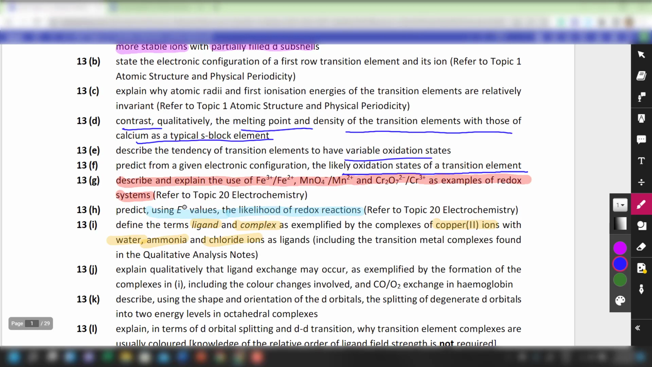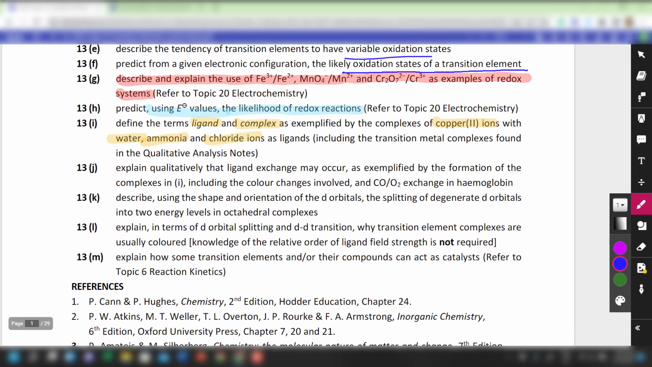Okay, yep. And then explain qualitatively that ligand exchange may occur, as exemplified by the formation of the complex, including color changes involved. Okay, color changes. So for example, when ammonia ligand displaces water ligand in the copper complex, the color turns from pale blue to dark blue. Okay, and as well as carbon monoxide oxygen exchange in hemoglobin. So this is another learning objective which you need to be familiar with.